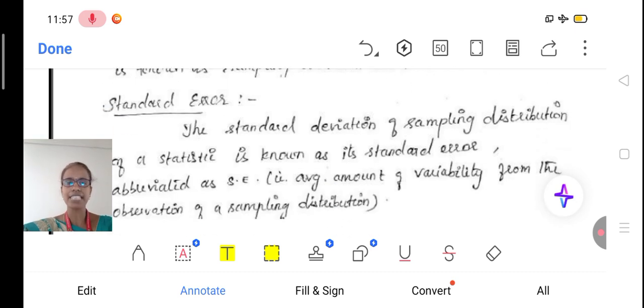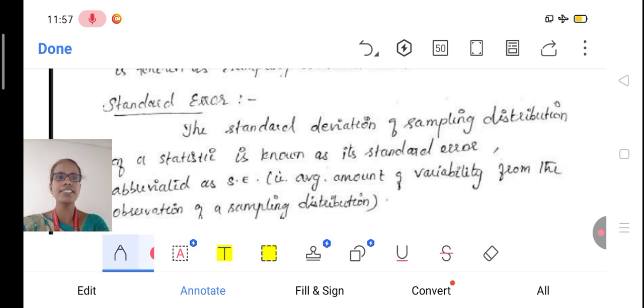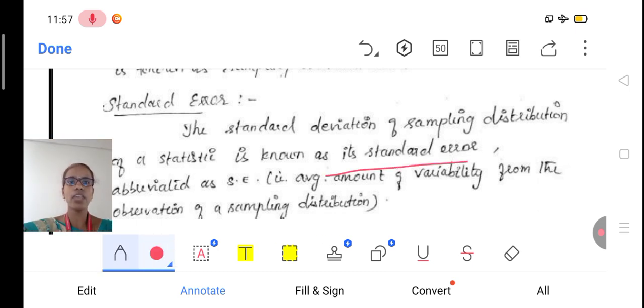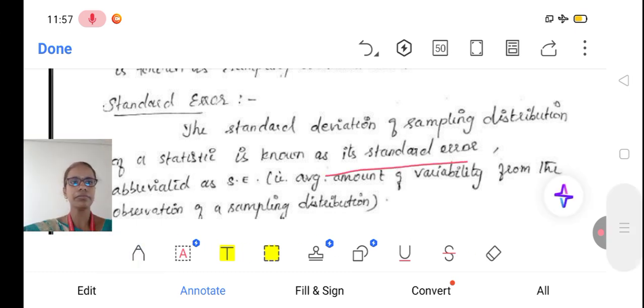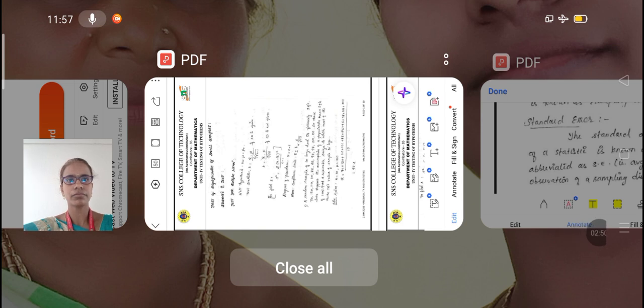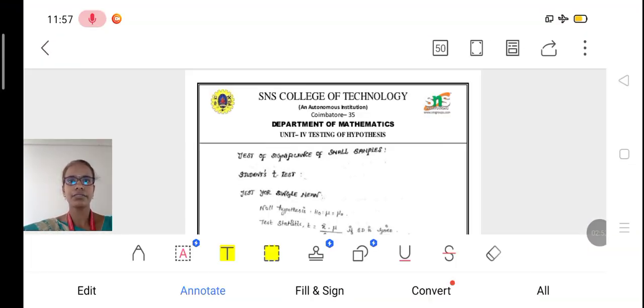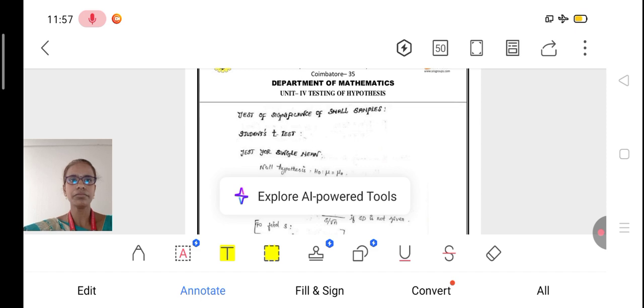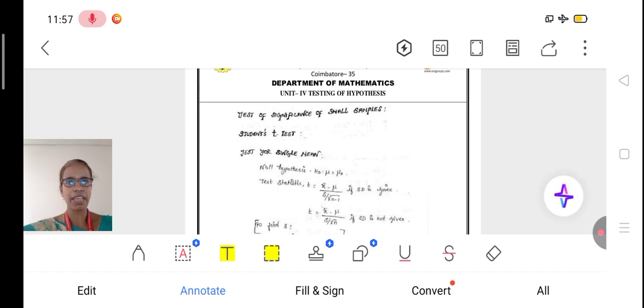And what is meant by standard error? The standard deviation of the sampling distribution of a statistic is known as its standard error. So this is one of the methods.